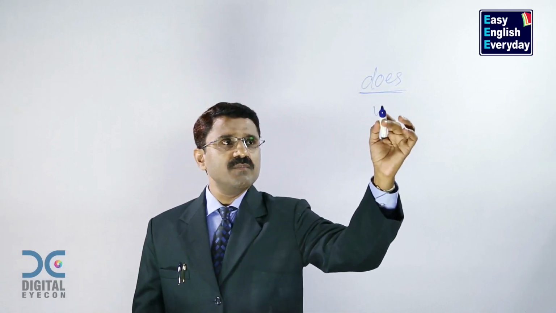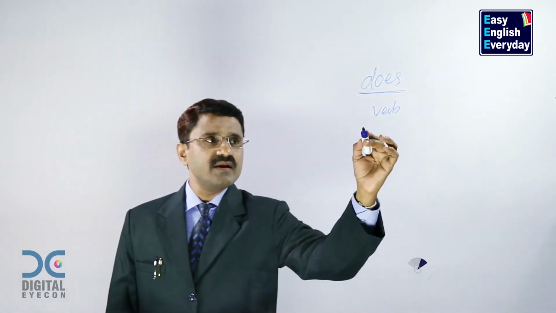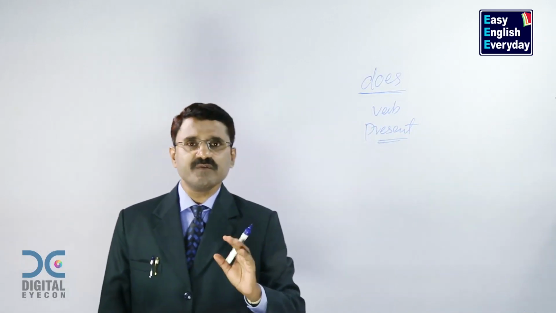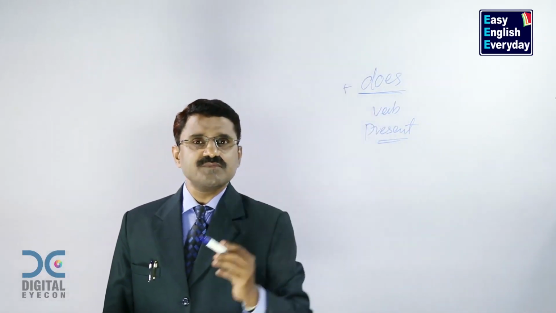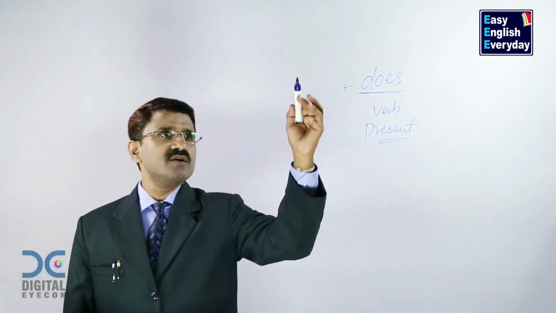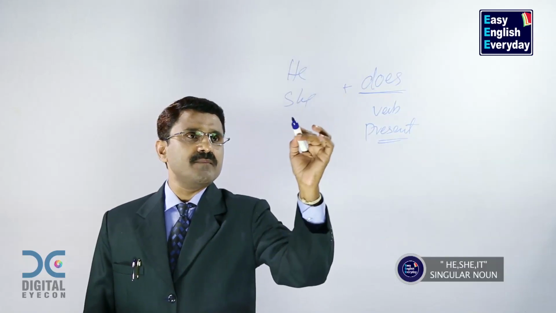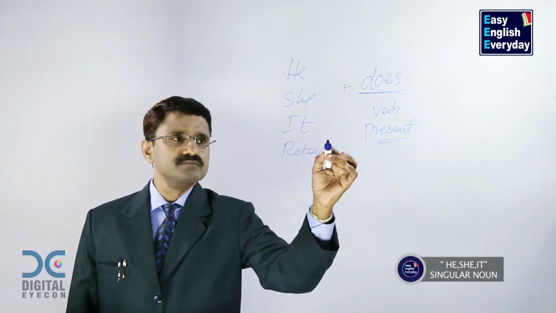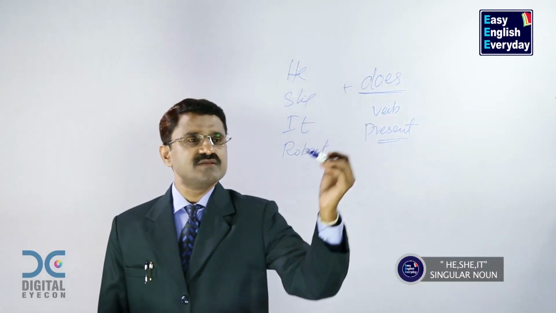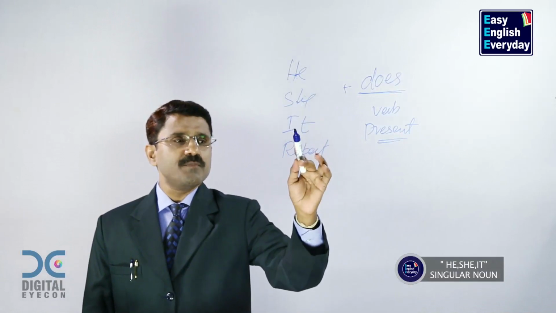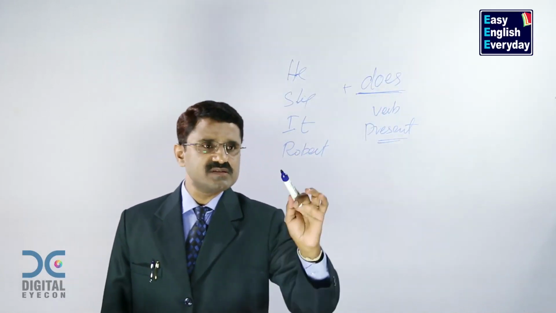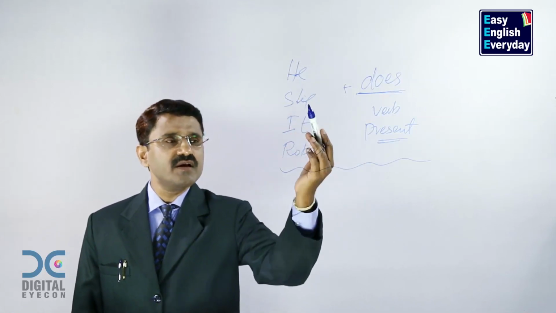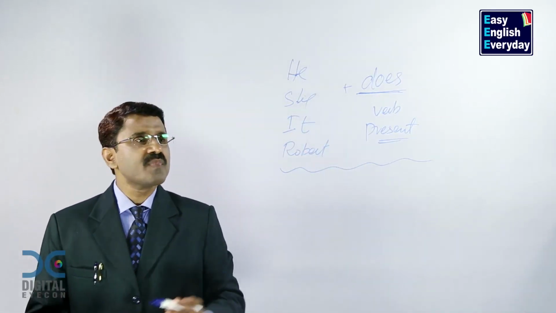Now, does is called a verb in English, and it indicates present tense. We can use it only for present tense. Fine. Now, what about the subject? How many people can use does? Four people. He, she, it, and any singular name, let us say Robert. He does, she does, it does, Robert does. So these are the four people who can use does. It indicates present tense. This is important information we must remember. If we violate any of these points, it is going to be a mistake.